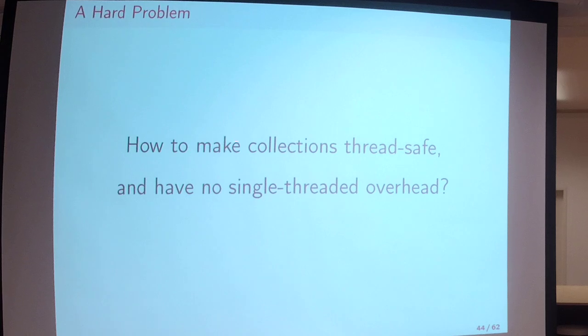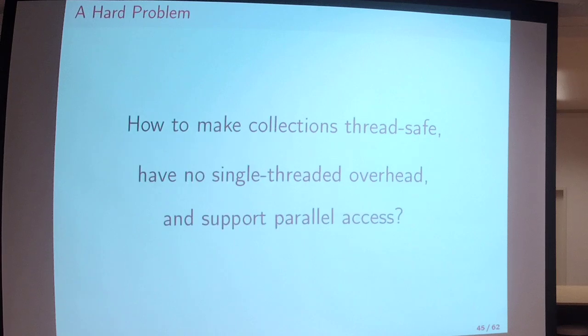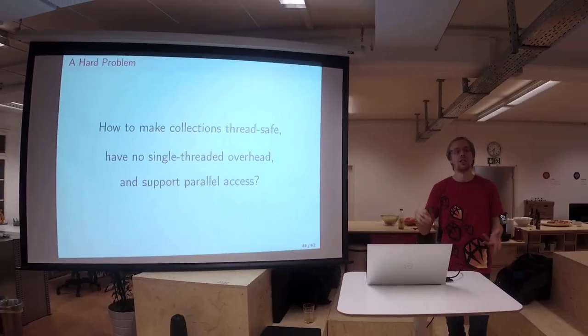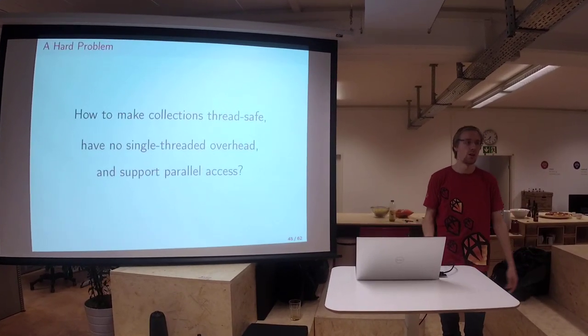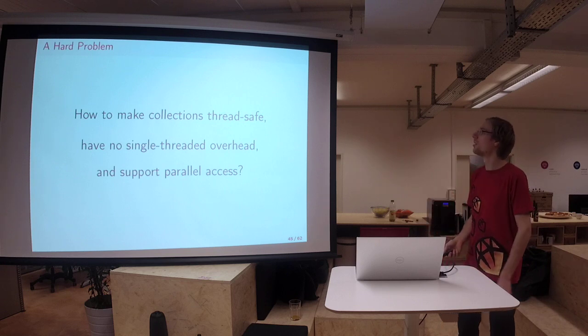So the big research question here is, how can we make collections thread safe and not have an overhead on single threaded performance? And one more thing is I also want parallel access. I want to access my array in parallel and I want to access my hash in parallel, especially if I access different parts. There's no reason I can't do that at the same time.